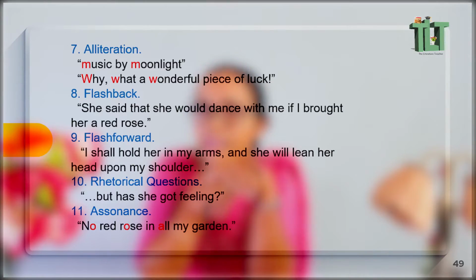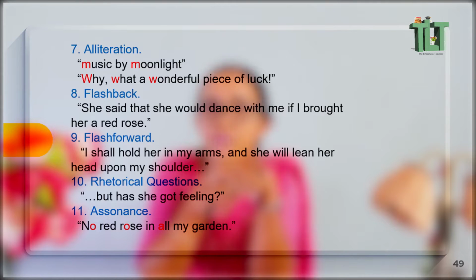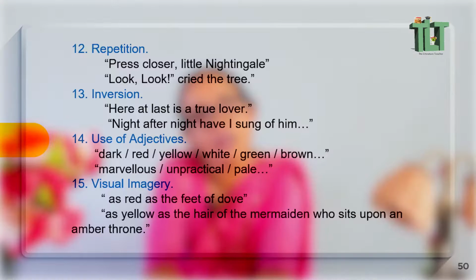Number 10, rhetorical questions. But has she got feelings? Assonance, you know, repetition of the vowel sounds. No red rose in all my garden. Oh sound. Right. Repetition. A number of repetitions are there in the story. Press closer, little nightingale. Look, cried the tree.